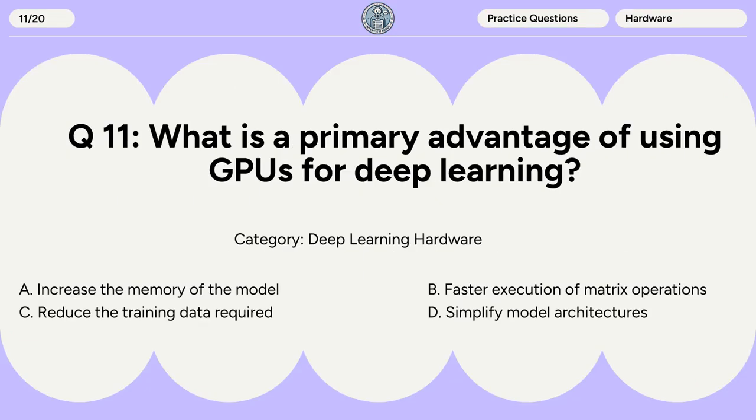Question 11. What is a primary advantage of using GPUs for deep learning? A. Increase the memory of the model. B. Faster execution of matrix operations. C. Reduce the training data required. D. Simplify model architectures.